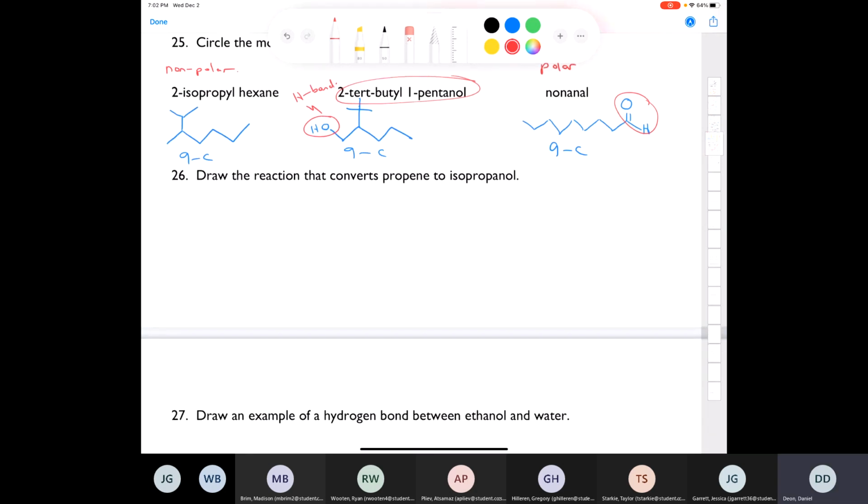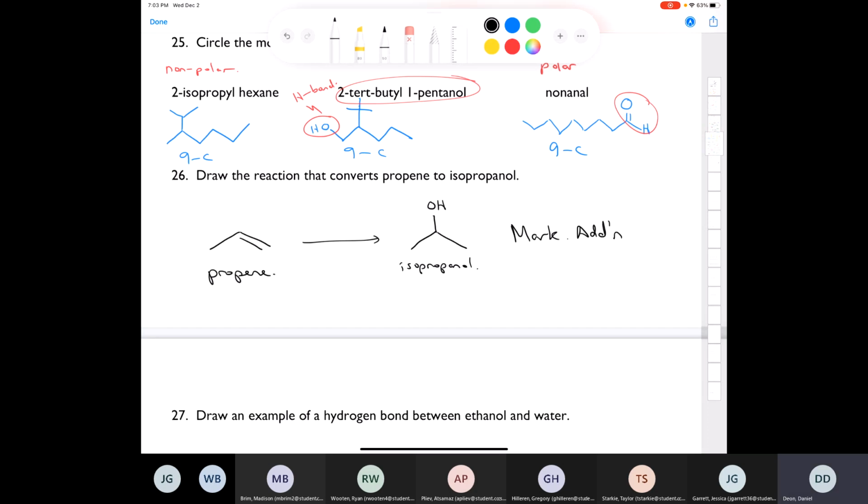Draw the reaction that converts propene to isopropanol. I mean, this is a question you'd never be asked in this way because our exam is multiple choice. But basically what they're getting at is if you start with propene, and then you convert that to isopropanol. Like this is isopropanol.